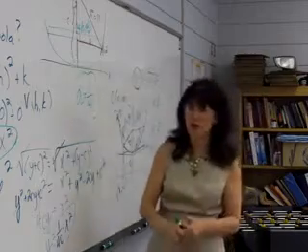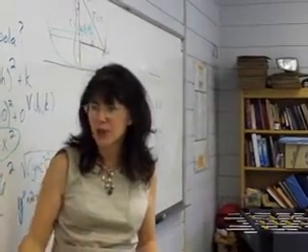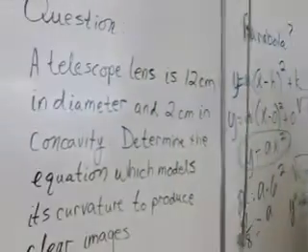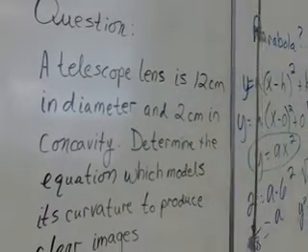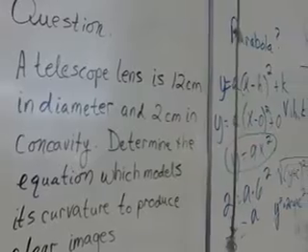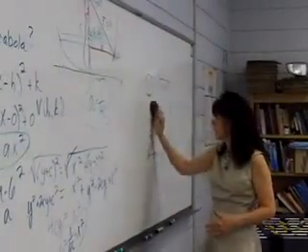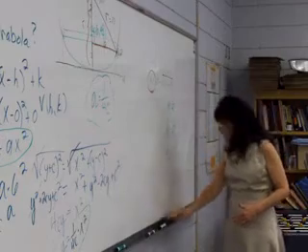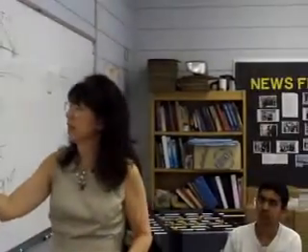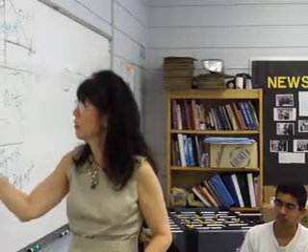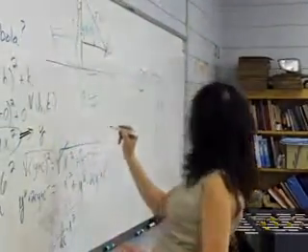And so the question is, which equation models the curvature to produce clear images? So let's put this equation, where did we go? We didn't get it yet. Let's put this information on our graphing calculators and look at both. So if we were at this point that y is equal to a times x squared, we've just found a to be, we had 1 over 18.